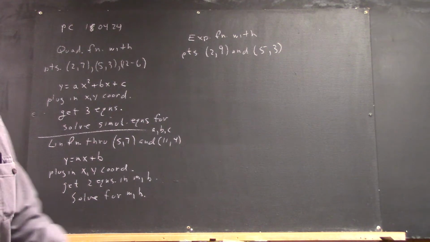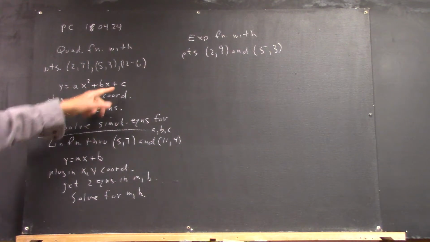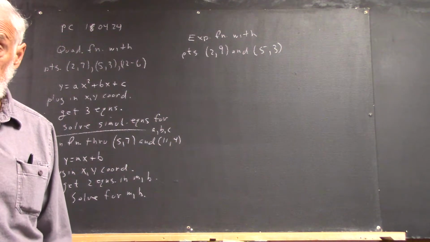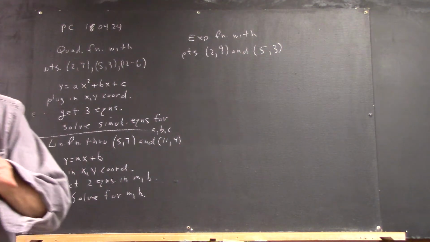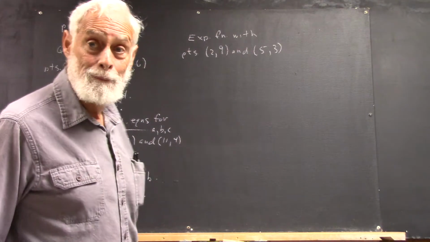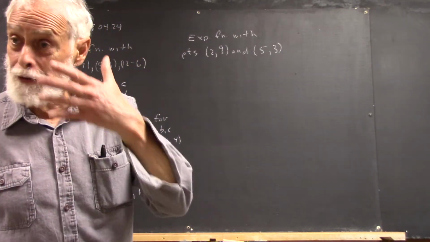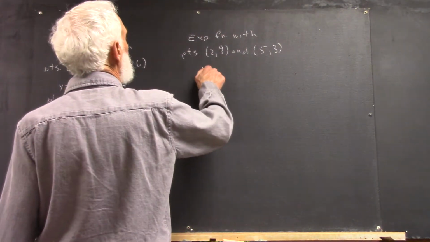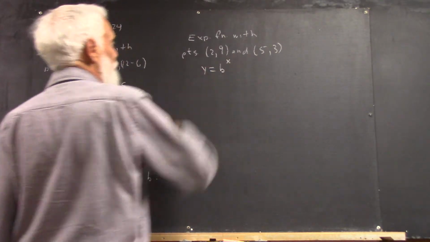But what's the form of an exponential function? This is the form of a quadratic function. This is the form of a linear function. What's the form of an exponential function? Y equals x to the something would be a power function. An exponential function, x has got to be in the exponent. Y equals something to the x. The easiest something is b, so let's do y equals b to the x.